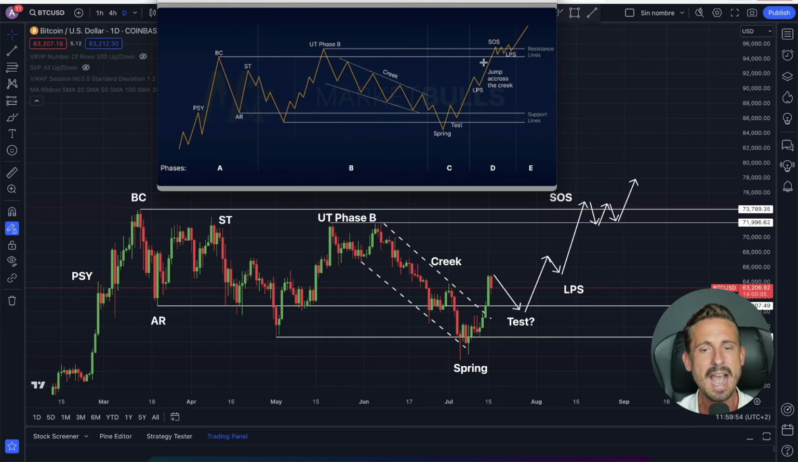So the question is, have we already jumped across the creek phase as we've got above the descending wedge channel? Or is this just the first big sign of strength and we are going to get a pretty decent pullback to the $59,000 area, which should be holding very nicely as support? That is the question right now. In my opinion, we are still going to be forming the test phase, and I'm going to explain that with Elliott wave theory on the next chart.